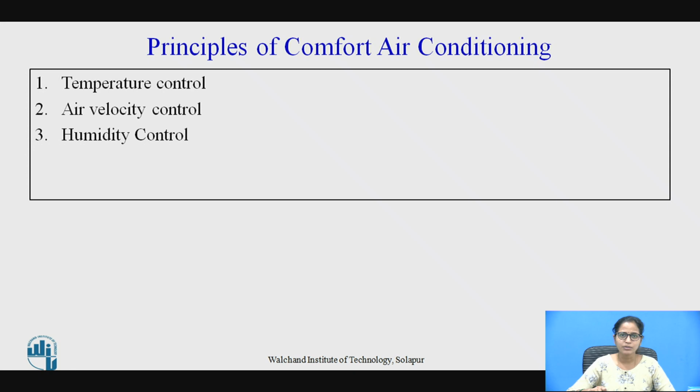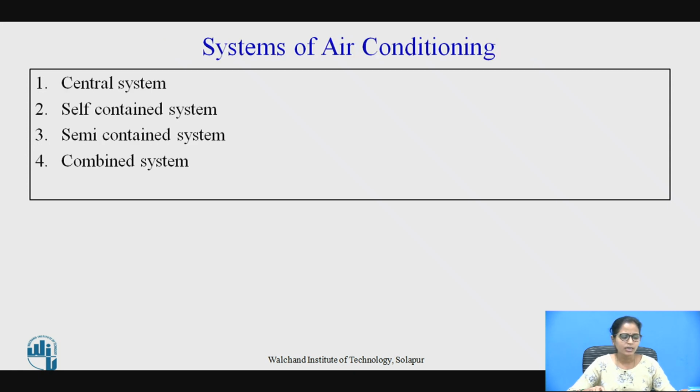Next are the principles of the comfort air conditioning. First we have the temperature control, second is the air velocity control, and third is the humidity control. These are the systems of the air conditioning. First is the central system, second is the self-contained system, third is the semi-contained system, and fourth is the combined system. So these are the systems.